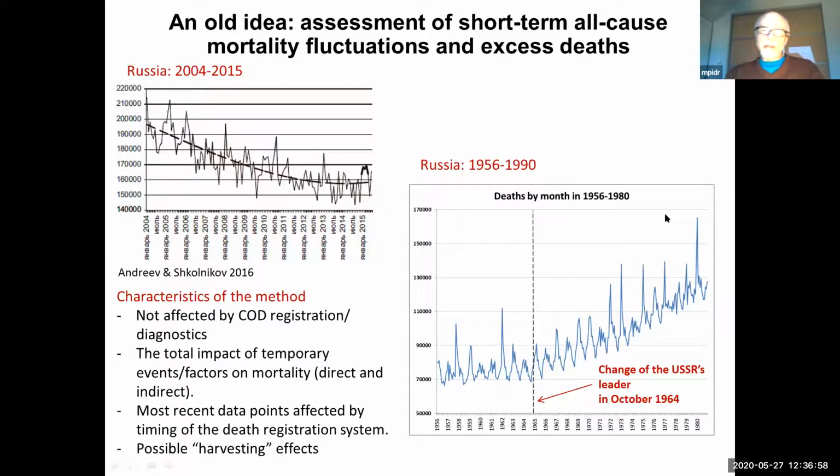And another example of how useful this information may be is deaths by month in 1956 to 1980 in Russia as well. So you see that it's more or less constant until a certain moment, and then it suddenly starts increasing. And by the way, this increase lasted about 40 years. And what happened? It's a change of the leader of the USSR in October 1964.